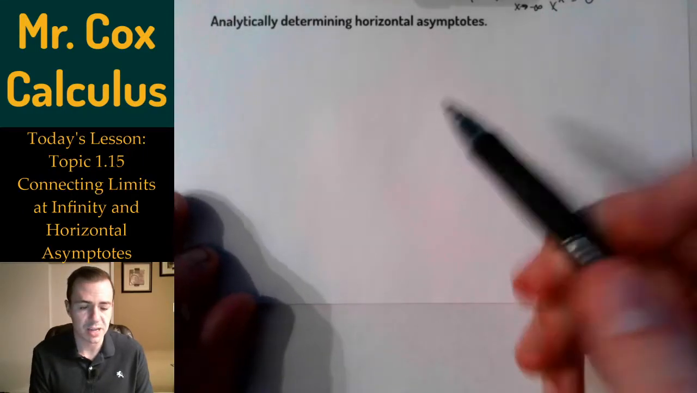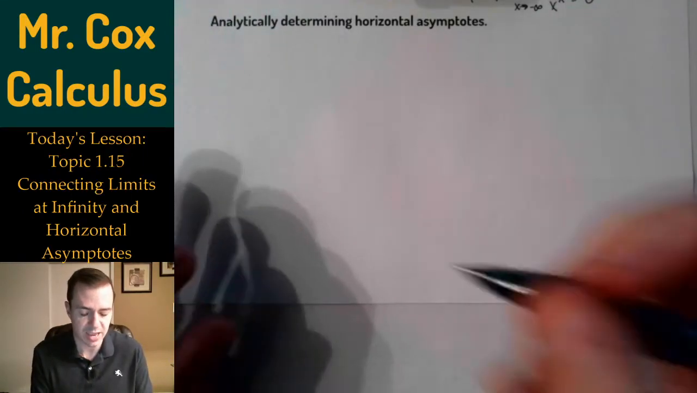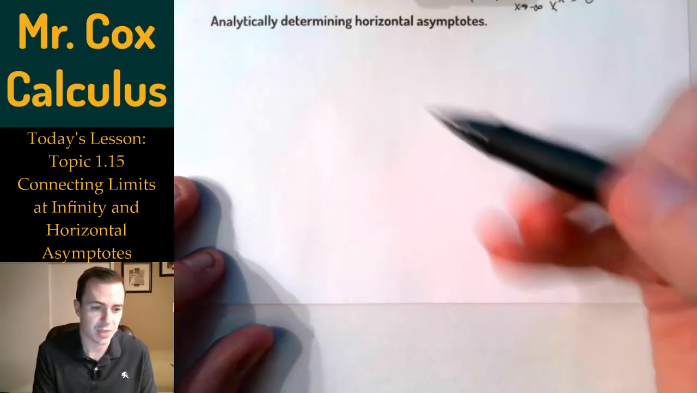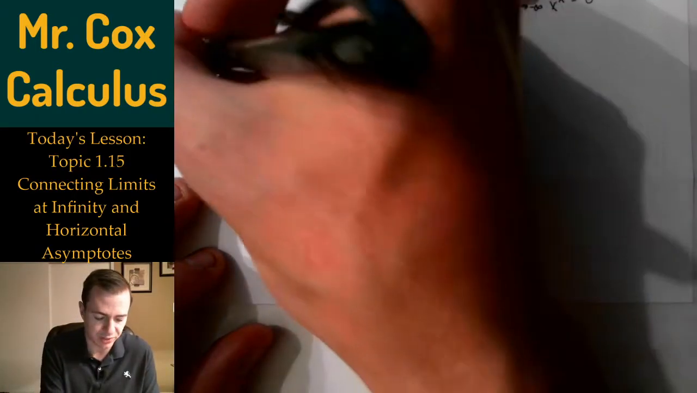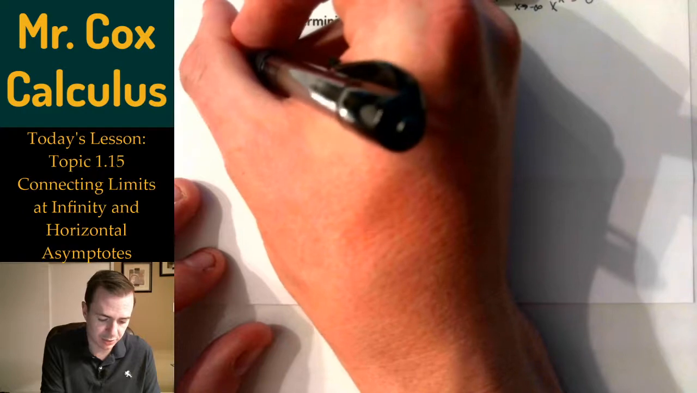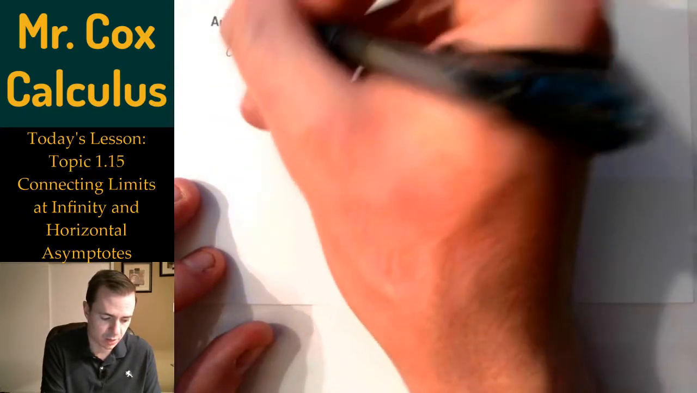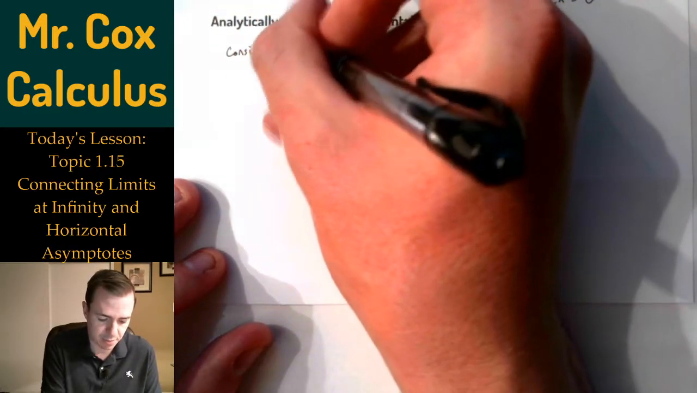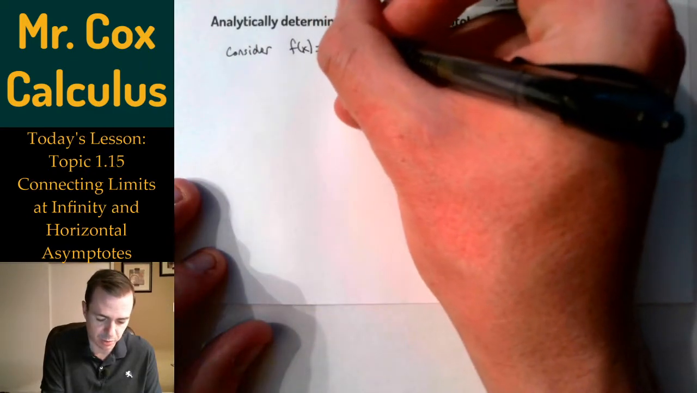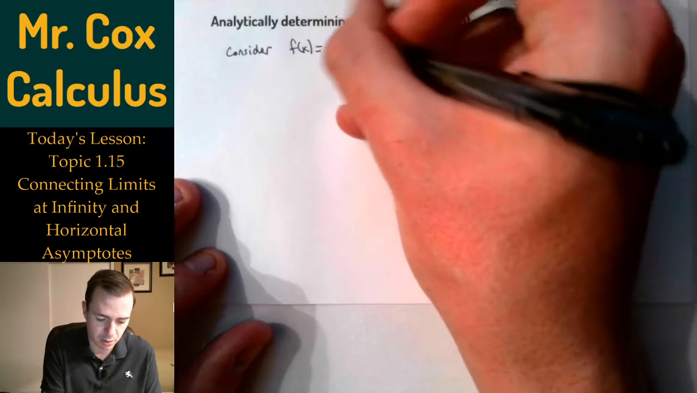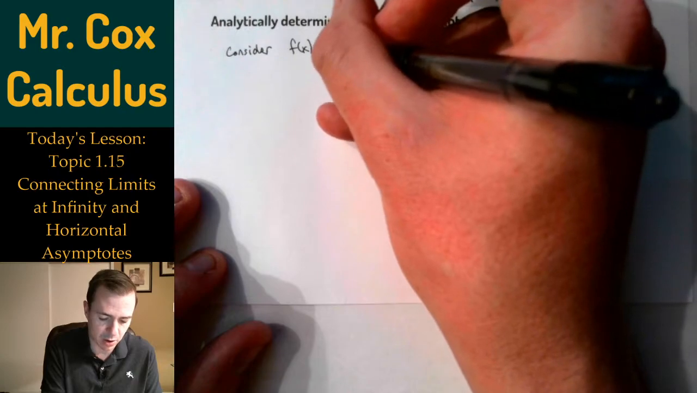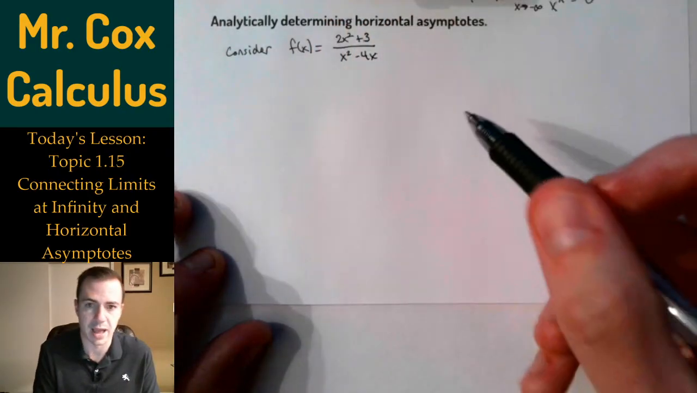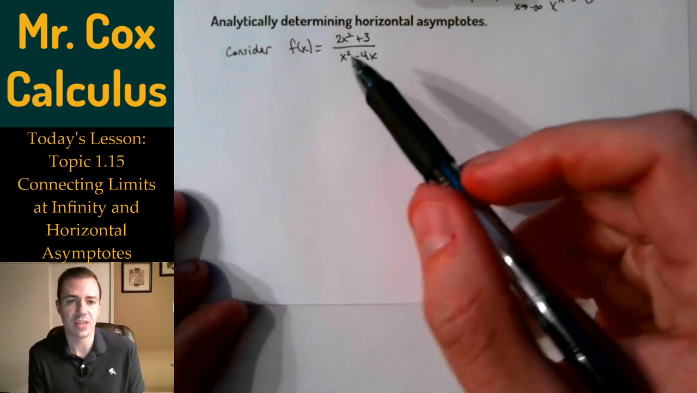So let's take a look now at a function and see if we can figure out analytically, without having to graph it, where its horizontal asymptotes are. And so let's look at the function f of x equal to 2x squared plus 3 divided by x squared minus 4x. So I've got a lot of things going on here.